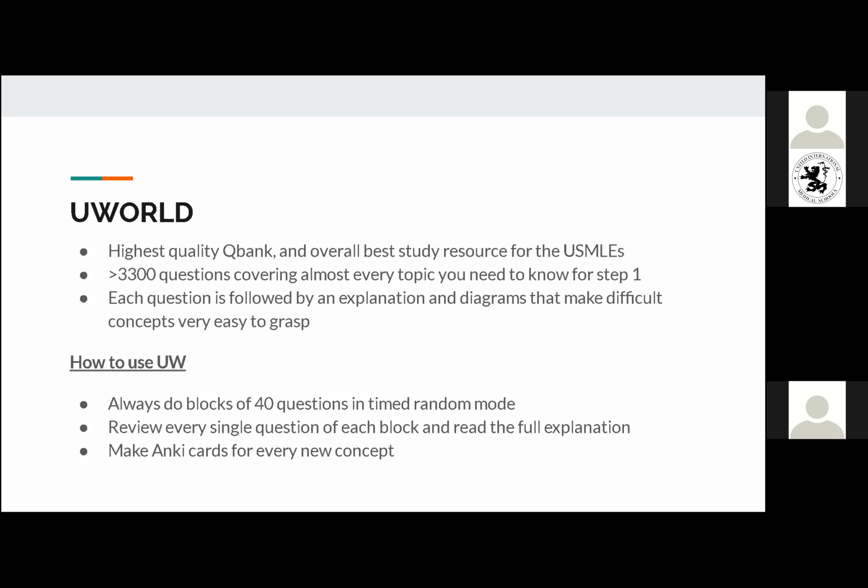I think what's useful is to go through UWorld once, covering every single question, doing every single question properly, reading all the explanations, and then the second time you can go through your incorrect questions only. I think it's a waste of time to go through UWorld twice or 3 times. I don't think that's very useful.